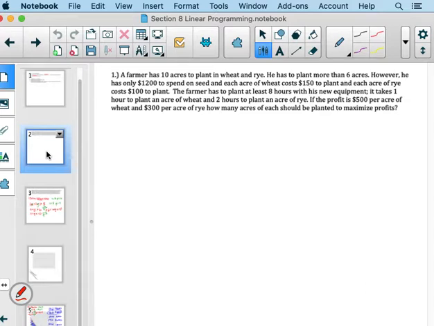All right, so the farmer has 10 acres to plant wheat and rye. We have to define our variables first. Which variable do we want on the x-axis? Wheat. Okay. Sounds good. So x would be the number of wheat acres, and y would be our number of rye.